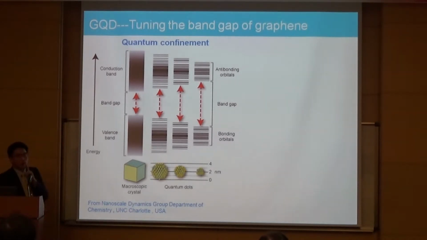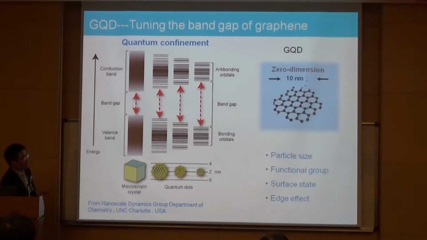So one idea to open the band gap of graphene is using the quantum confinement concept. What is this? As you can see, every bulk material has a band gap. If we can shrink the size of the bulk material to nanometer size, due to this quantum confinement behavior, we can largely open the band gap of the material. So this is a very typical example from the physical point of view. If we apply this to graphene, which is a 2D material, and shrink the size of graphene down to about 10 nanometers, then we can open the band gap of graphene. Also, the particle size, functional group, surface state, and edge effect can control the band gap of graphene quantum dots.